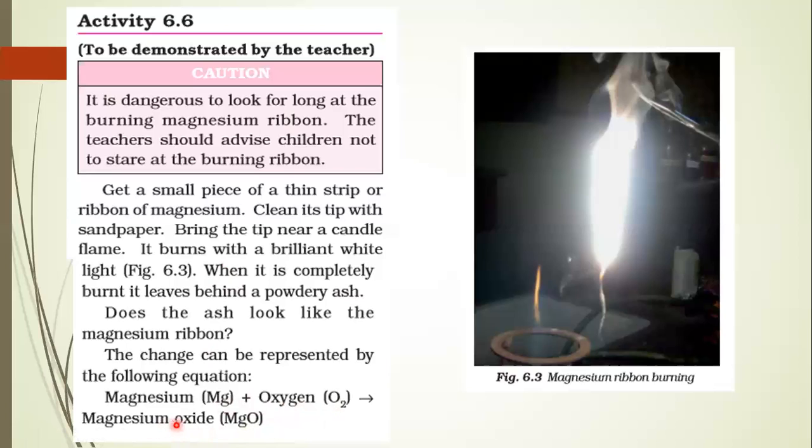The new compound is magnesium oxide, and the formula of magnesium oxide, which was also shown in yesterday's table, is MgO. See, M capital, g small, and O capital. Understood? So when we burn magnesium, it gives a new compound called magnesium oxide.